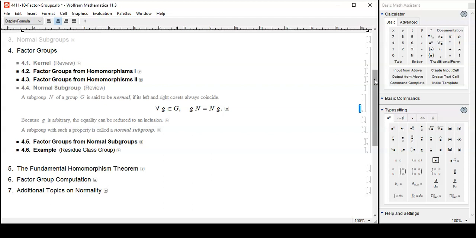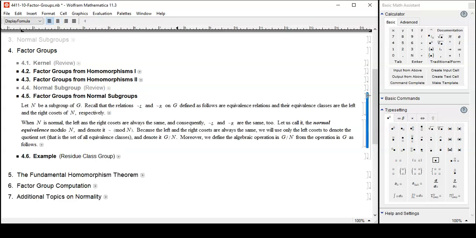Now kernels also satisfy the same property, but kernels had something extra. They were directly connected to homomorphisms, but this time we don't have a homomorphism to help us out, so we have to do this without the help of any homomorphism. That's going to be trickier. How do we do that? Well, let's begin with these.